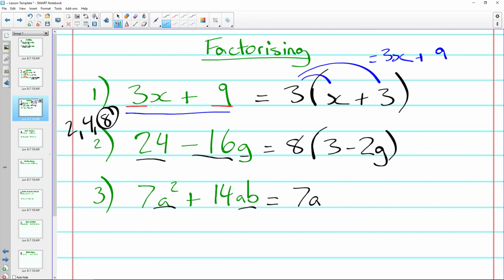Now, I've got no more common factors. So once I've taken out 7 and an A, I'm only left with another A, because you need to remember that A squared basically means AA. So if I've taken out one A, there's still an A left over. And that's it. So now we're going to do 14 divided by 7, which equals 2. We've already taken out the A, leaving me with just the B left over. And then that's it. Again, expand to see if you get it right.